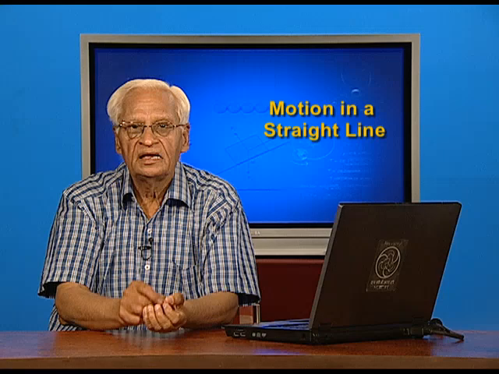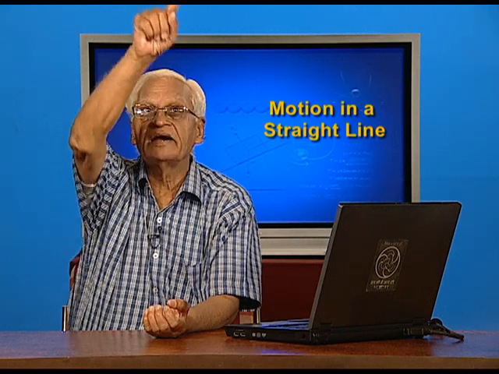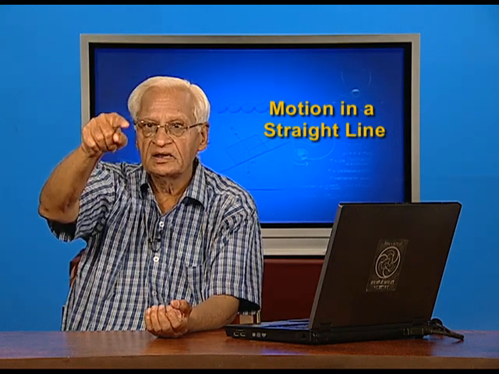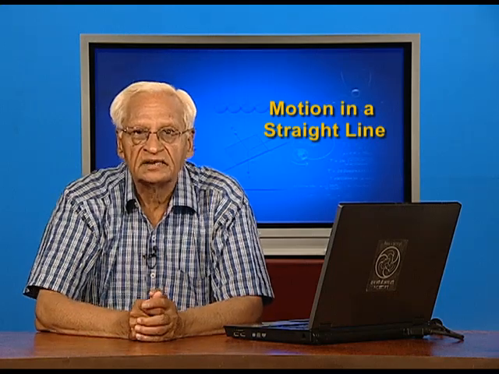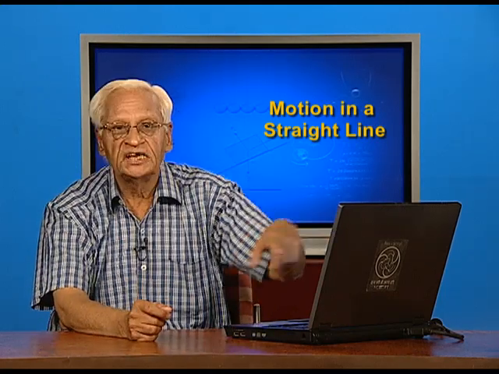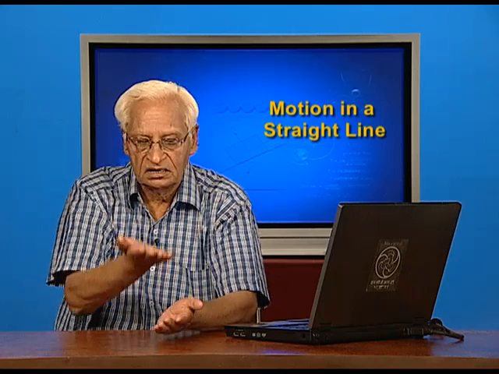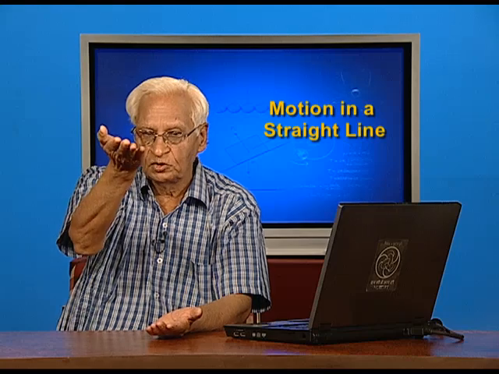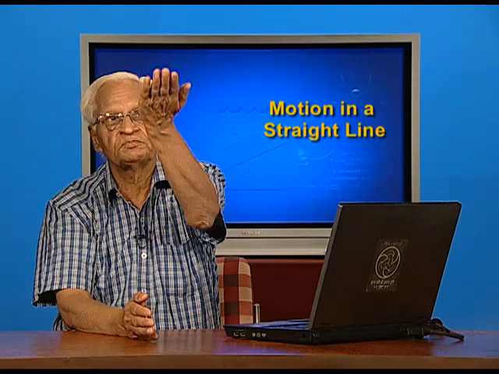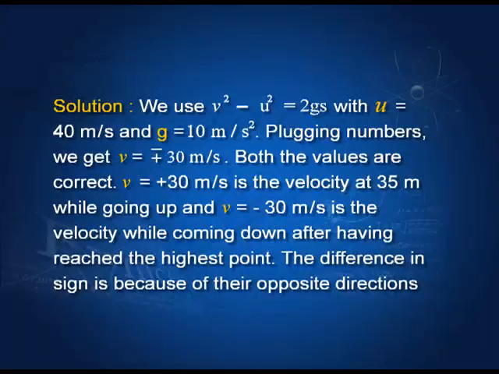The velocity is 30 meters per second at this point, and while coming down at this point, the velocity is again 30 meters per second. The sign has changed because of the direction. In the first case, the velocity was upwards, in the second case, the velocity is downwards. So, this was positive, this is negative, but at the same height from the ground, the speed is the same.